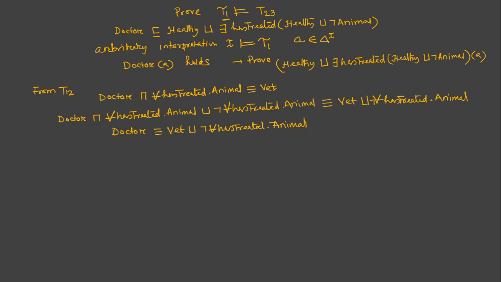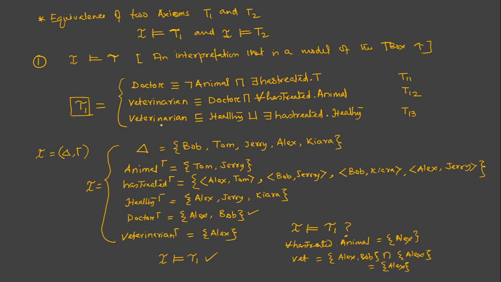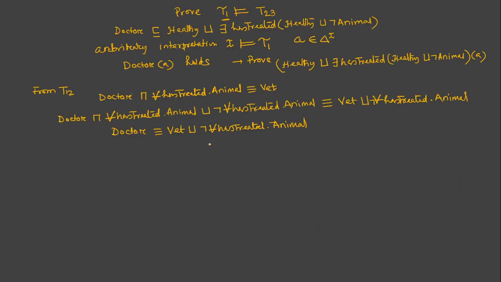Now let us look at T13, right? So what is our T13? T13 is we are defining a weight to be the subclass of healthy union has treated healthy, right? So we are trying to conjoin this, so basically we can simplify this, let me simplify this more, that will give us advantage. So we just push this negation inward. If we push this negation inward, we will be having there exists has treated not of animal, right?